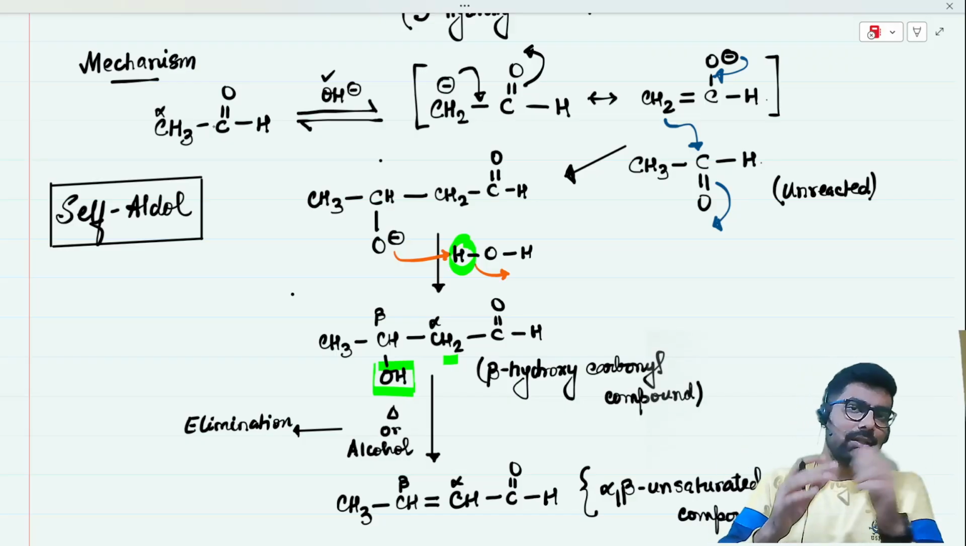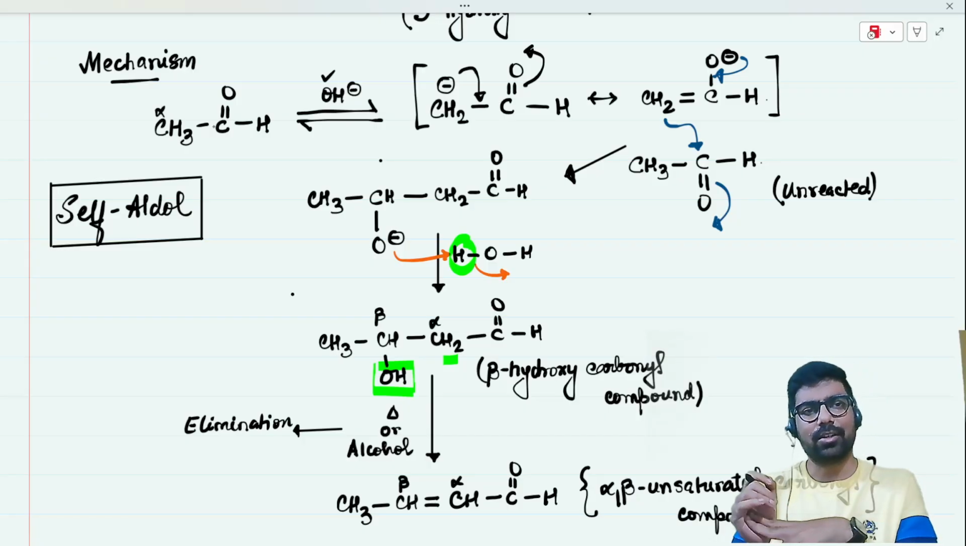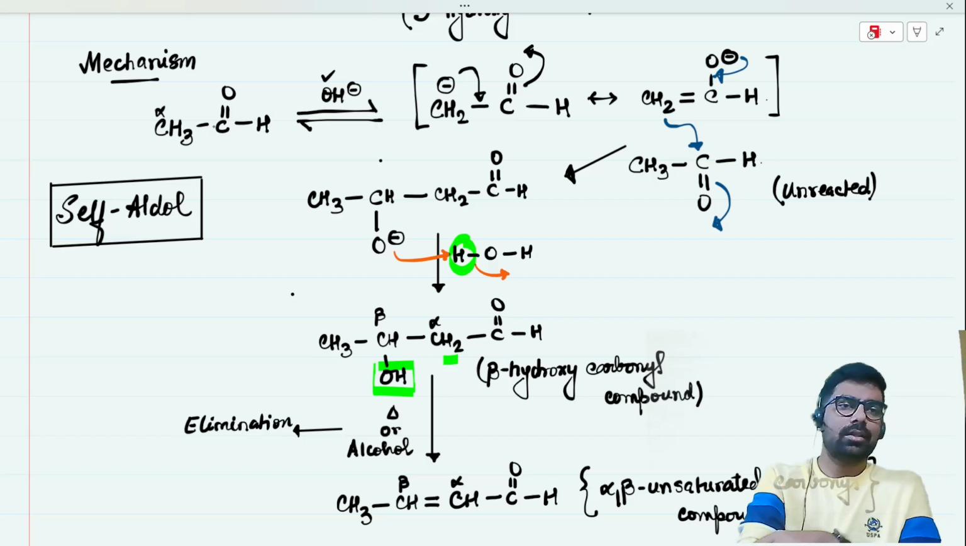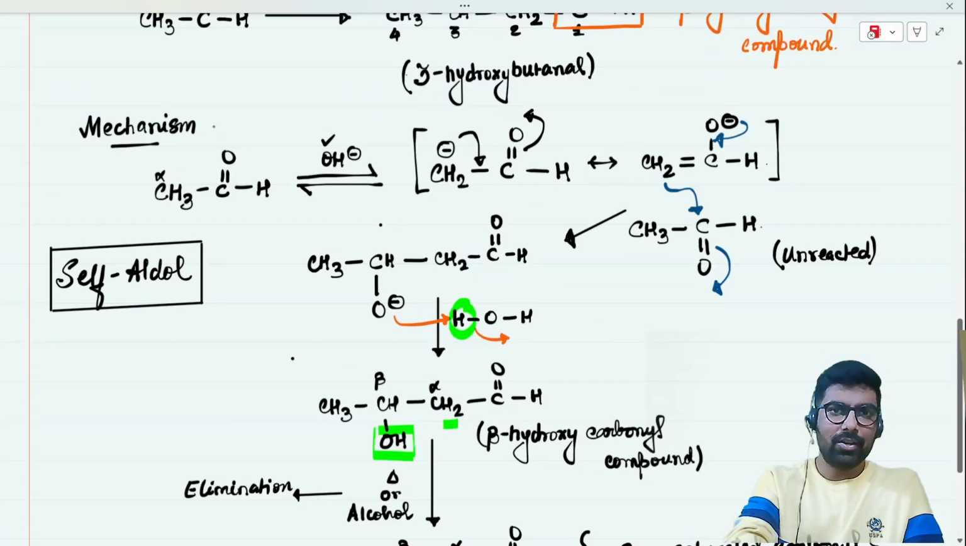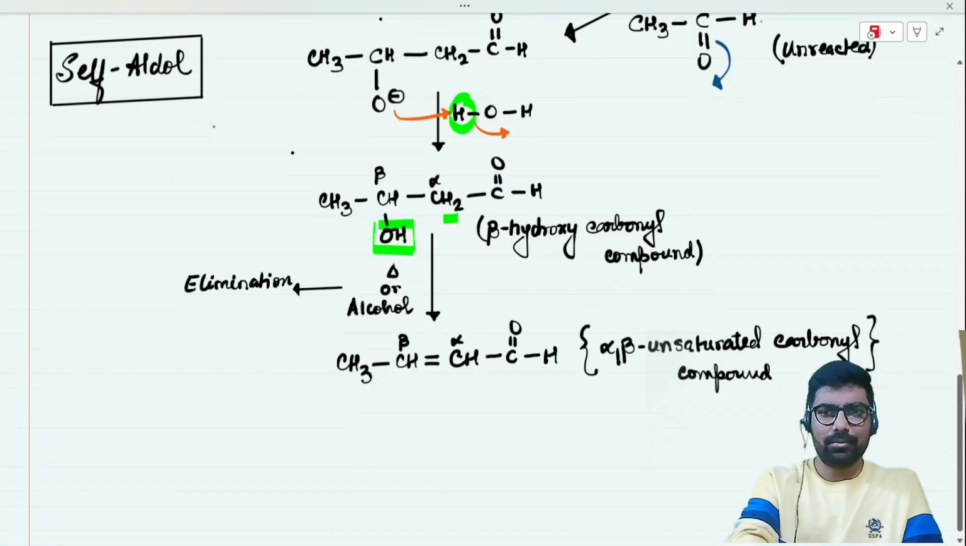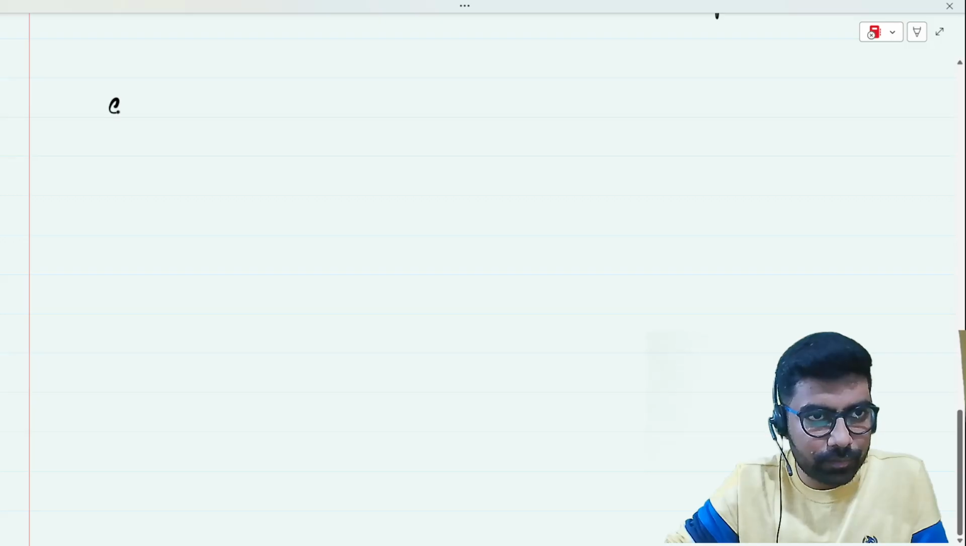So again we will do another mechanism for self aldol, but this time we will start off with a ketone. This we have done with an aldehyde, now we will do it with a ketone. I hope you all have written the mechanism. Okay, now we will do it with a basic ketone, that is the acetone molecule.